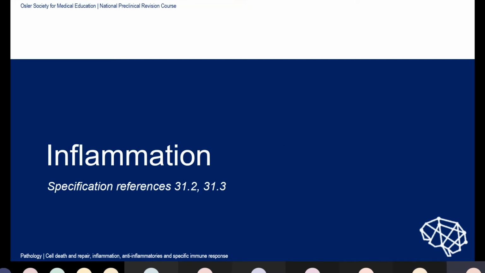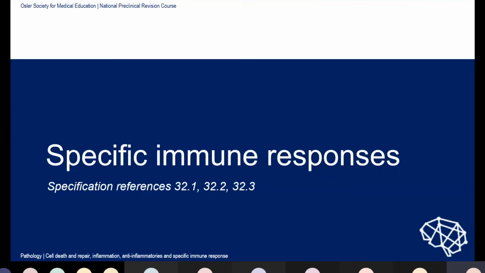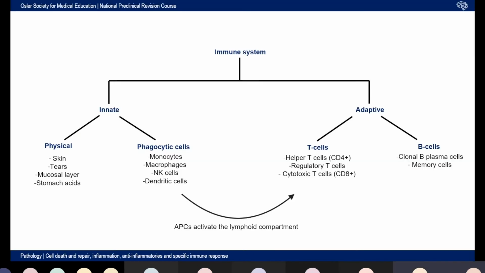Okay, so we finished talking about that. Now we're going to talk about specific immune response. It shouldn't take too long. First things first, again, my lines are missing. Don't know why. But essentially, the immune system is broken down into two things: innate and adaptive.